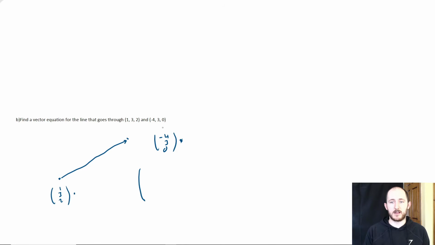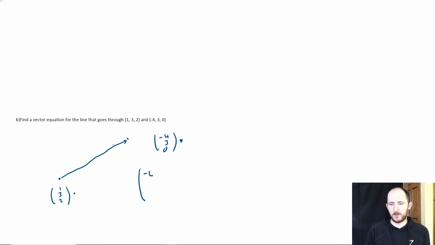That will be parallel to the line, right? Because think about it. These 2 points, if I work out the displacement vector between them, that will give me a vector that's parallel to the line, because the line is going through those 2 points. So a vector that's on top of the line is a parallel vector. Remember, when 2 vectors are on top of each other, that still counts as parallel.